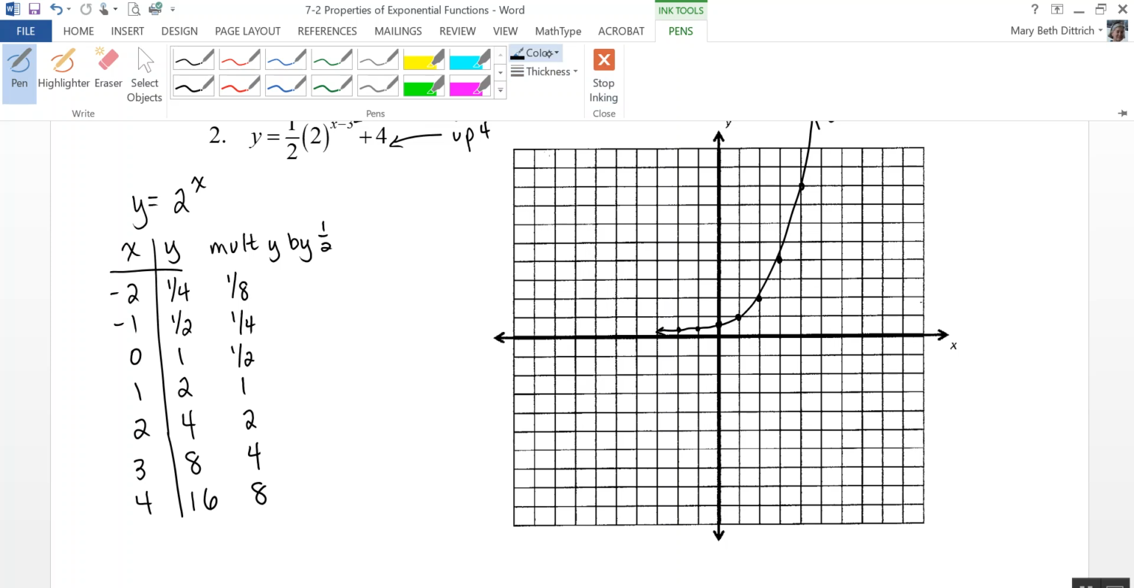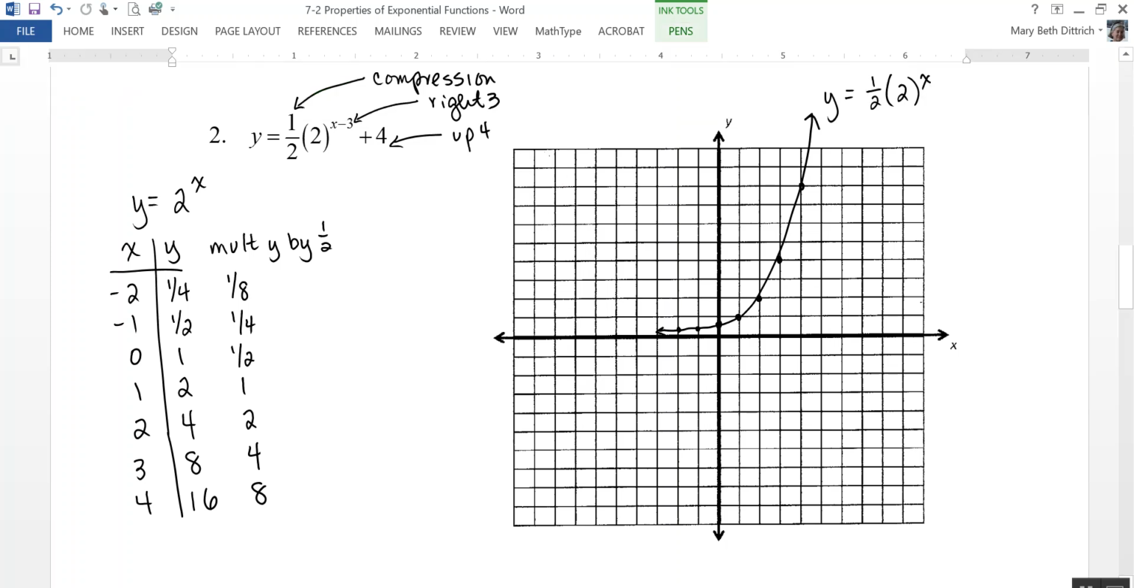And I think I'm going to change colors here just to make it a little easier to see. So each point, and maybe I'll start up here. I'll go right 3 and then up 4. Right 3, up 4. Right 3, up 4. Did that one. Right 3, 1, 2, 3, 4. That's going to be partway in between there. Those are going to be hard to do, but I can see it's going to go like this.